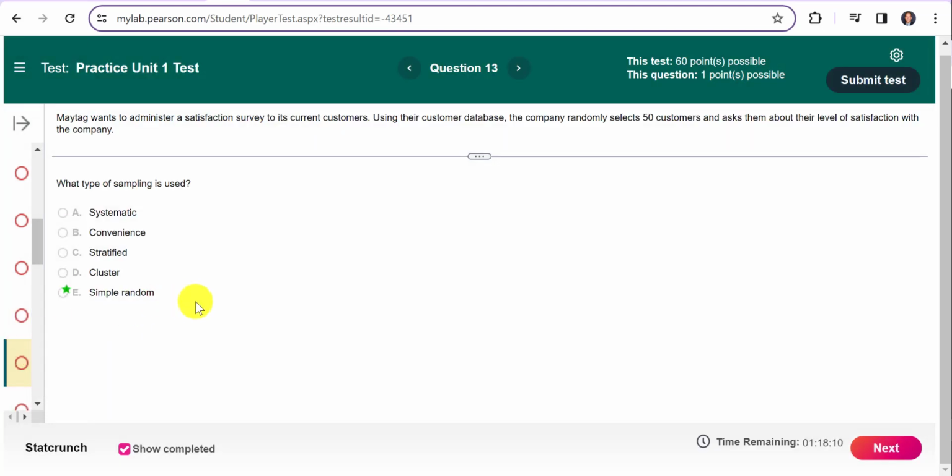Here's another one. Maytag wants to administer a satisfaction survey to its customers. They randomly select 50 customers, so it's a simple random sample. Systematic is like we pick every 5th. Convenience is whoever's in front of me. Stratified means we break it out by geographic or demographic. And cluster is like if we sampled everybody in a neighborhood or something. Okay, I'll keep going here.